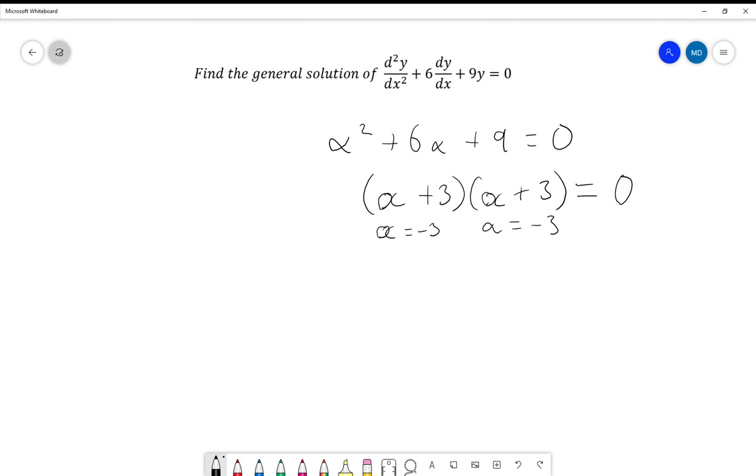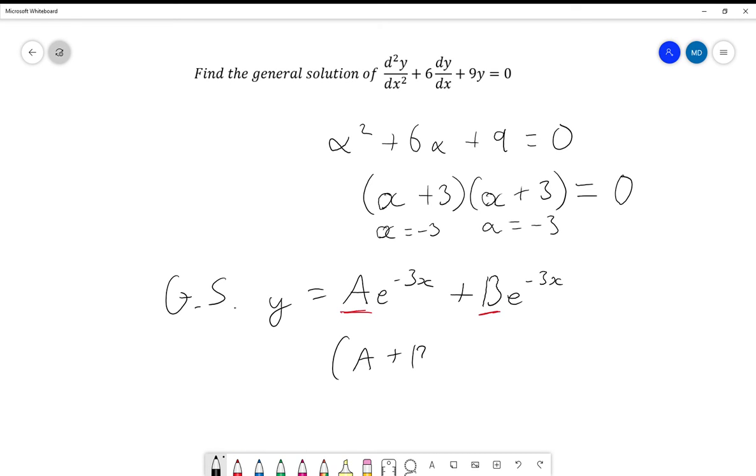At this point we should be able to just write down our general solution. So our general solution should be y equals A e to the minus 3x plus B e to the minus 3x. Seems reasonable? Unfortunately, it doesn't quite work, because this is a constant and this is a constant. So in fact we can just factor out the e to the minus 3x and we get (A plus B) e to the minus 3x.